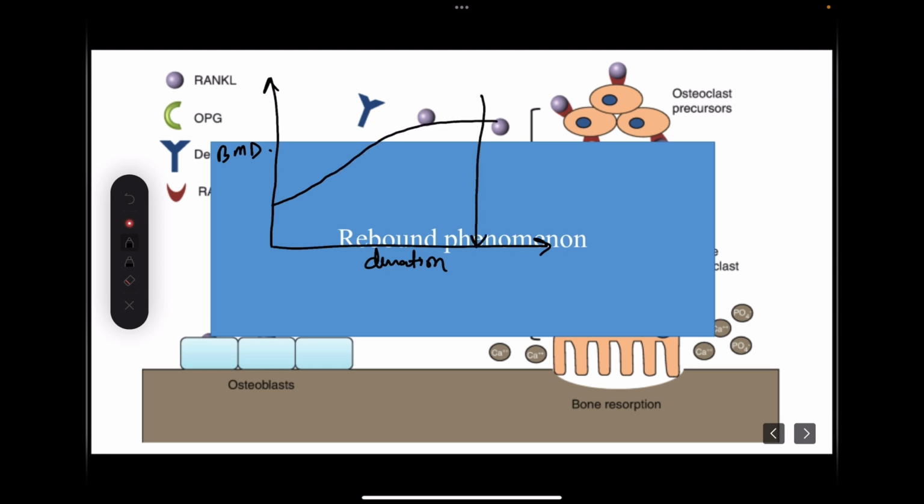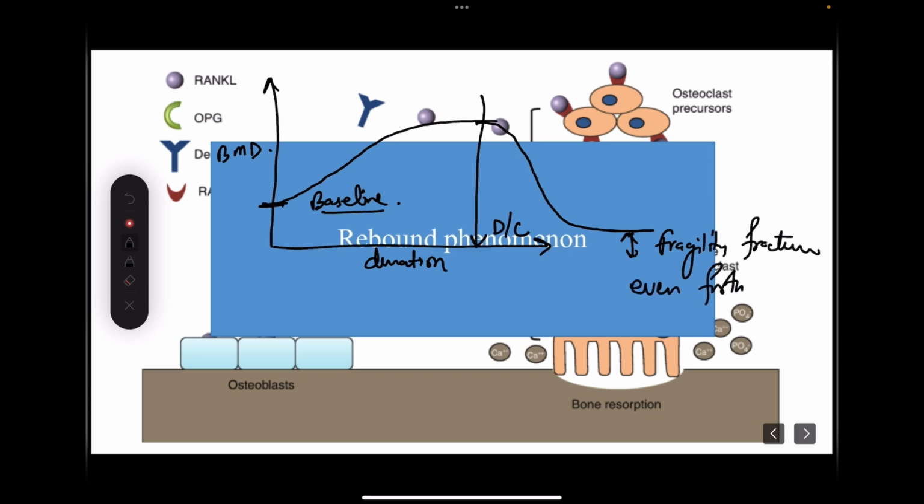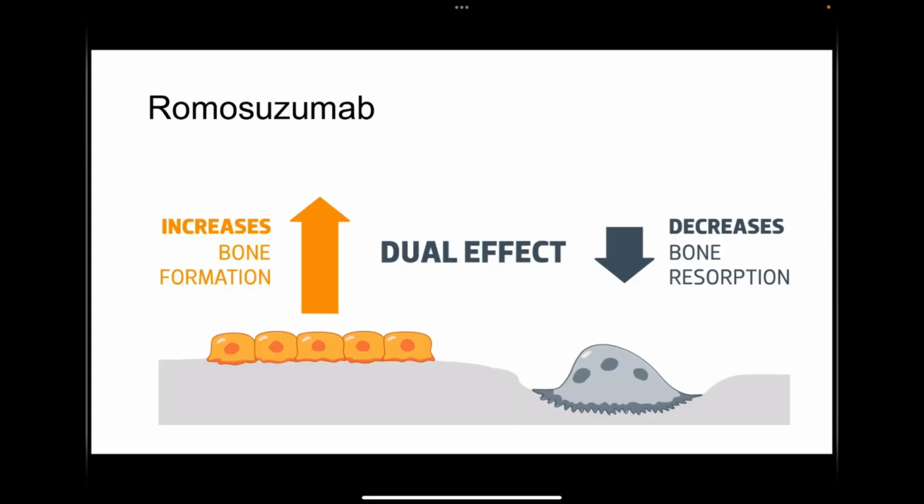Now I discontinued the drug over this period. After the discontinuation of the denosumab, the BMD starts falling down and it goes even lower than the previous baseline BMD. So the risk of fragility fractures increases even further than it was before starting the drug, once the drug is discontinued. So this is what we call rebound phenomena. This is found in denosumab.